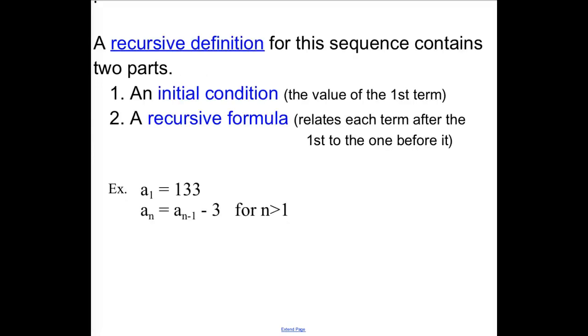So in our list, we said the first number in that example was 133, and we said that we're going to keep subtracting 3 from that. So we are subtracting 3 from the previous term.